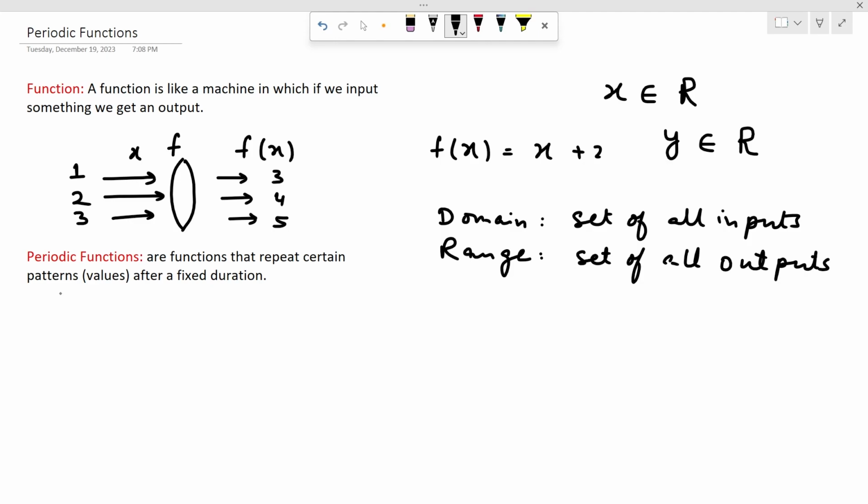Now we will look at periodic functions. Periodic functions are those functions that repeat certain patterns after a fixed duration. Well, what do I mean by that? So we will understand it with an example. If I enter the value 1, the function gives me an output of, let's say, 4. But if I enter 2, the function gives me an output of 5. If I enter 3, the function gives me an output of 6.